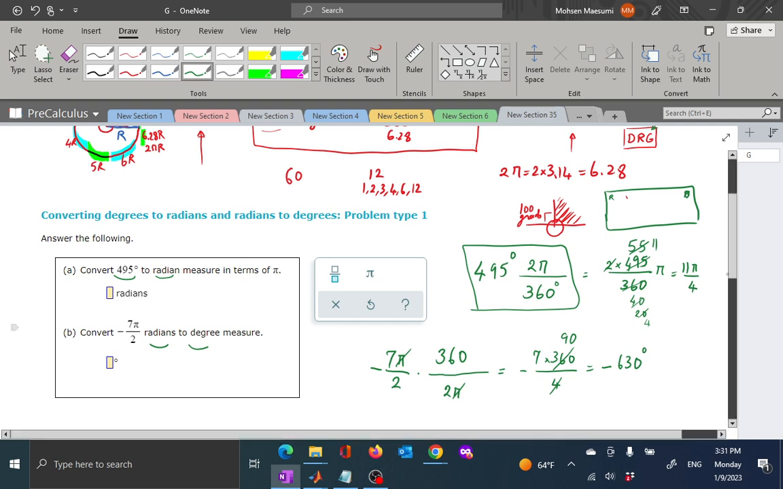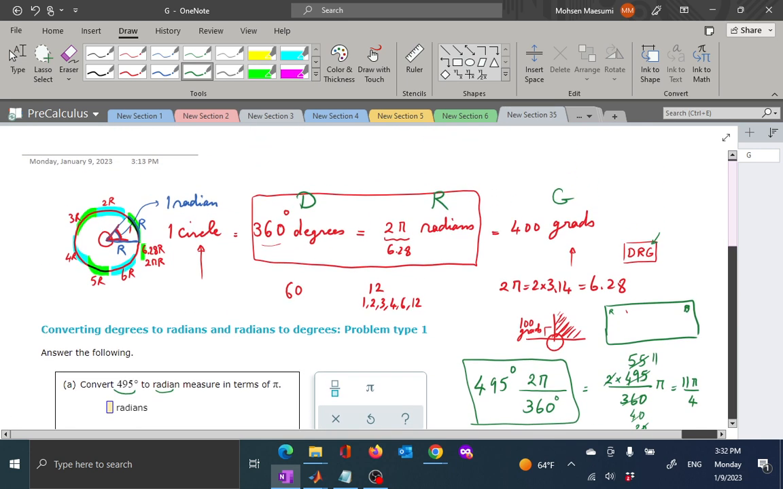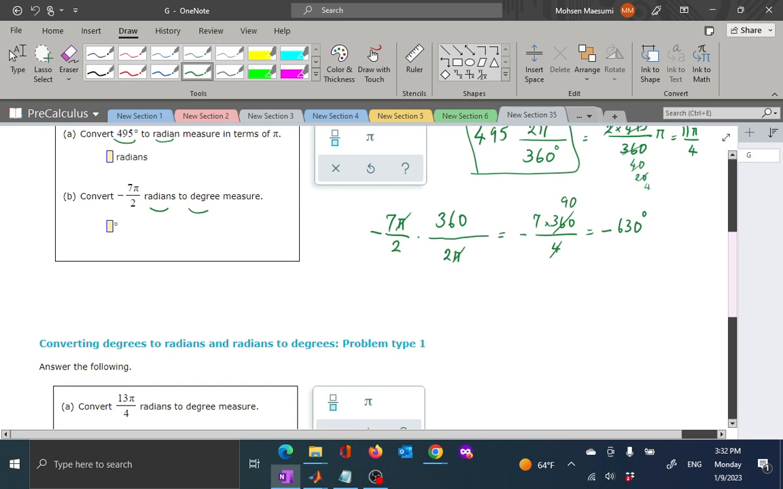Perhaps you could have been faster by thinking about it in the following way. When we say 360 degrees is 2 pi radians, you might always memorize that, well, 180 degrees is pi radians.